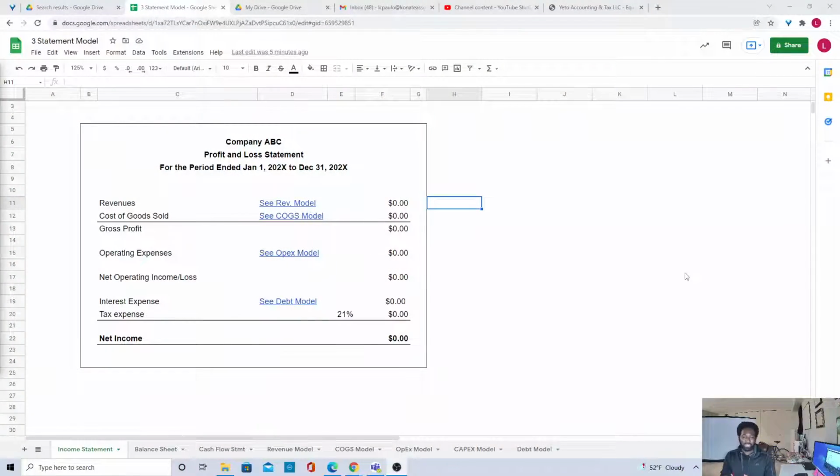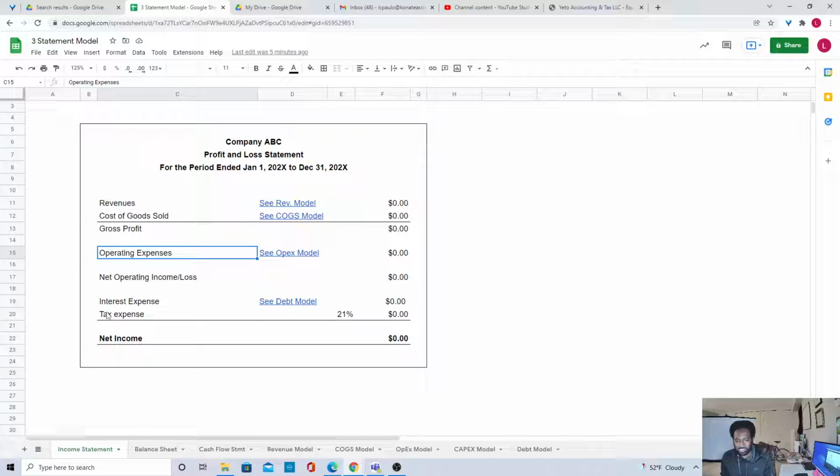So here, I am going to show you what I actually do on my own side. This is just a simple P&L, profit and loss statement, that has the key components. We have the revenue, the cost of goods sold, profit, operating expense, net operating income or loss, interest expense, taxes, assuming it's a corporation, 21%, and then net income. Where's the data? I have attached different support for each one of these areas.